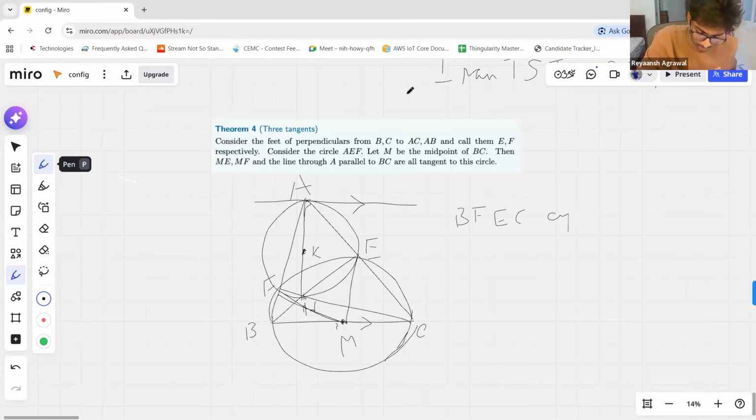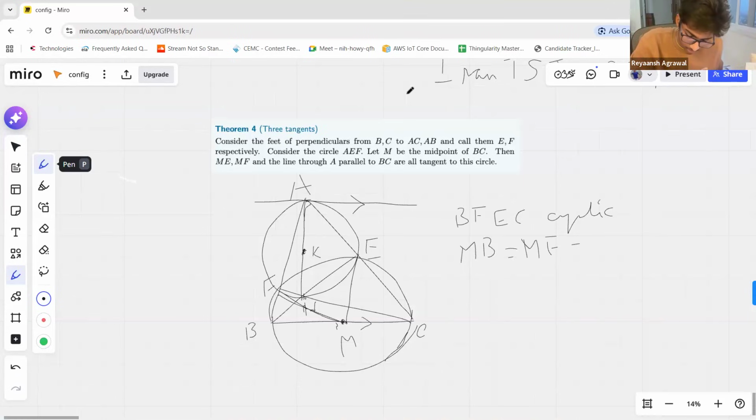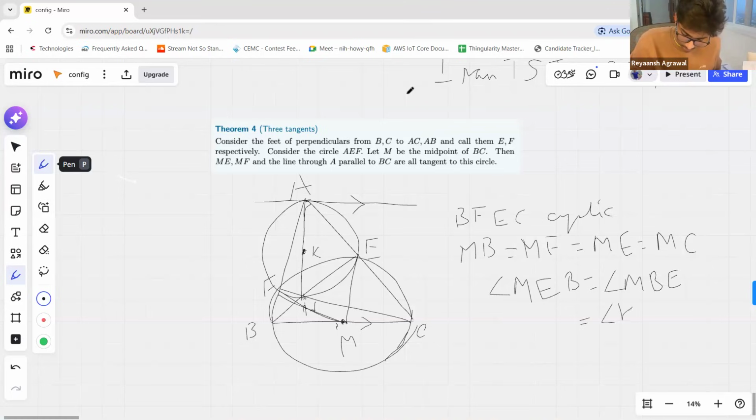Now BFEC is cyclic. So since the midpoint of BC is the center of the circle, MB is equal to MF is equal to ME is equal to MC. So it suffices to show that one of MF and ME is tangent to this. And so the way we do it is angle MEB is equal to angle MBE is equal to angle HAC. And so by tangent chord, you're done.